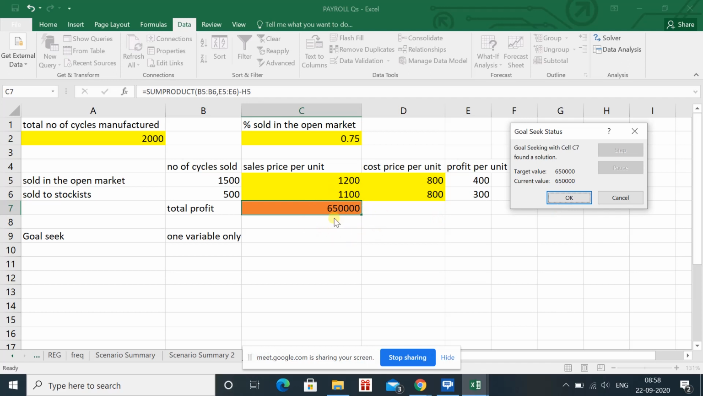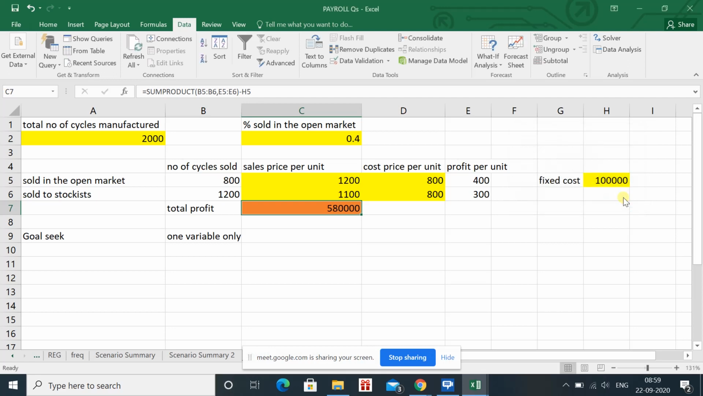If you press OK, it will keep the 6,50,000. If you want to keep the 6,50,000, you have to press OK. If you want to come back to the original position, that is 5,80,000, you press Cancel. I want to keep the original position, so I'm cancelling this. Once I press Cancel, it will show 5,80,000, right?